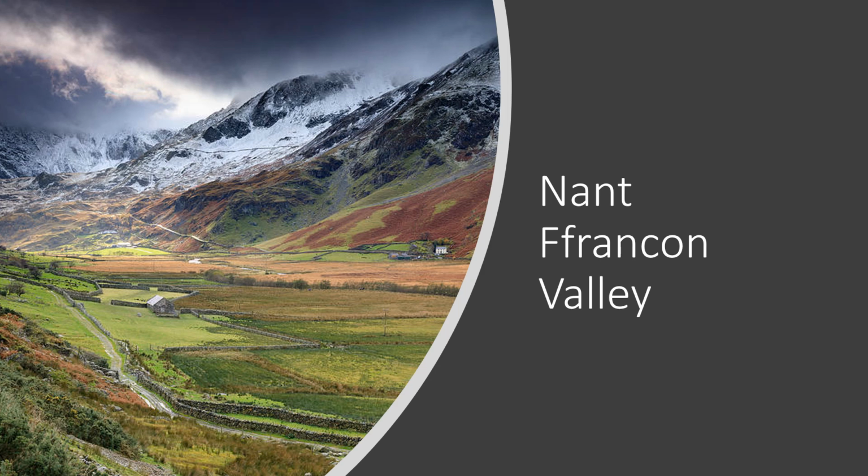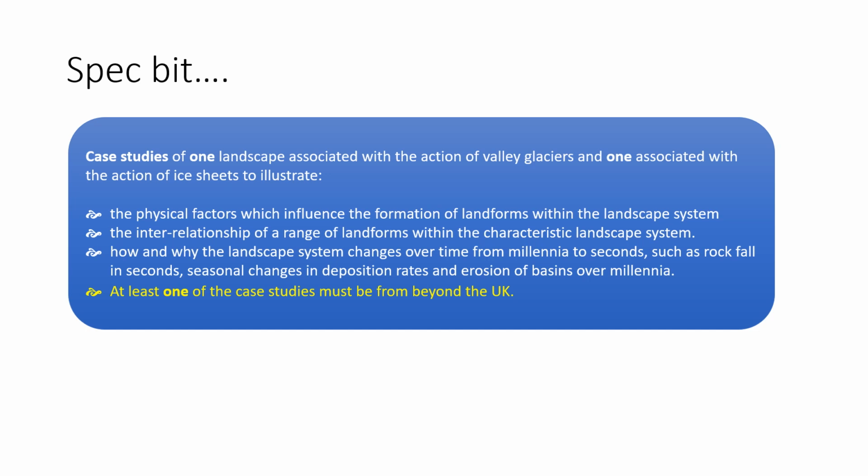Today we're going to be thinking a little bit about the Nant Ffrancon Valley, which is found in Snowdonia in North Wales, and we're going to be looking at this as an example of a valley glacier. So here's the spec bit.